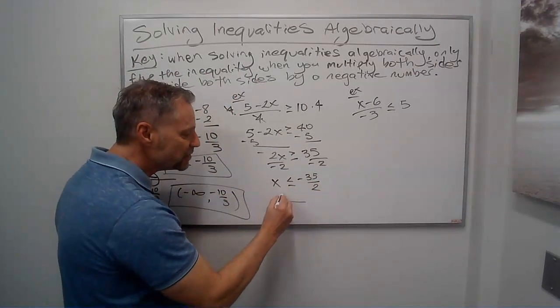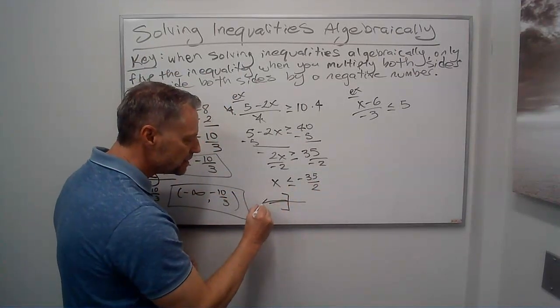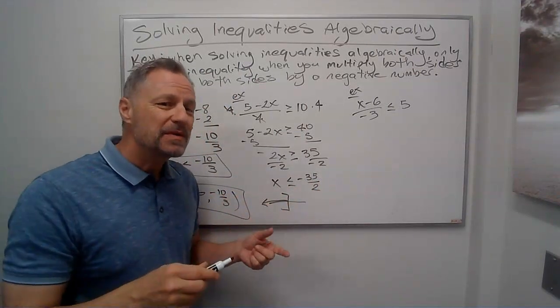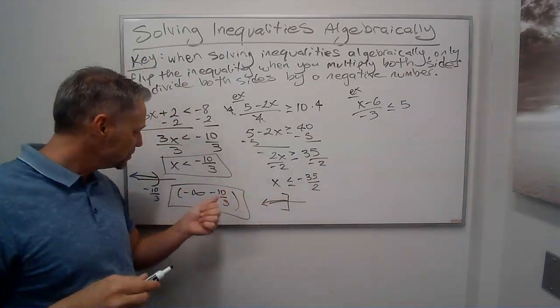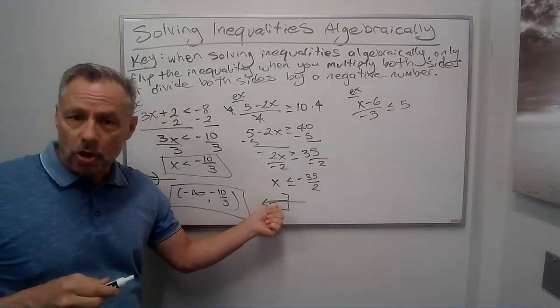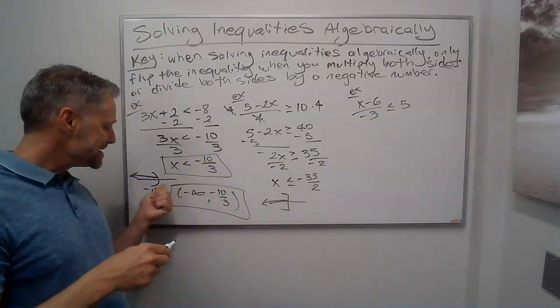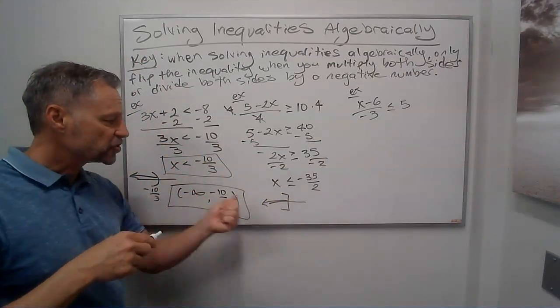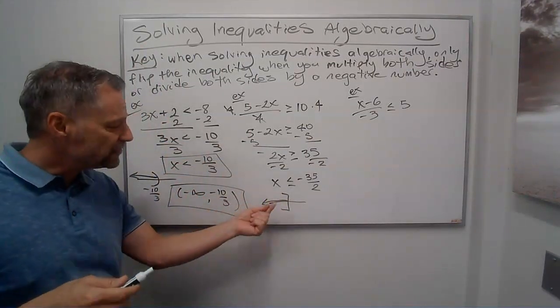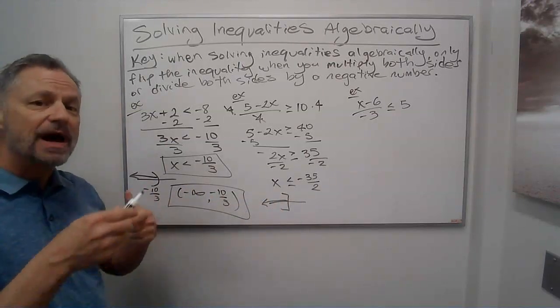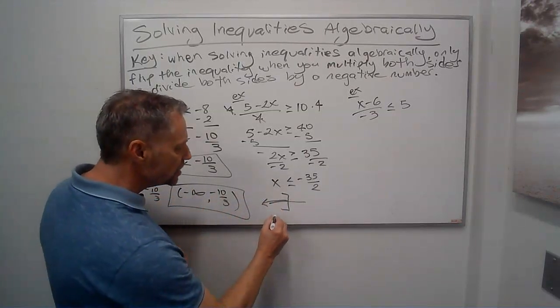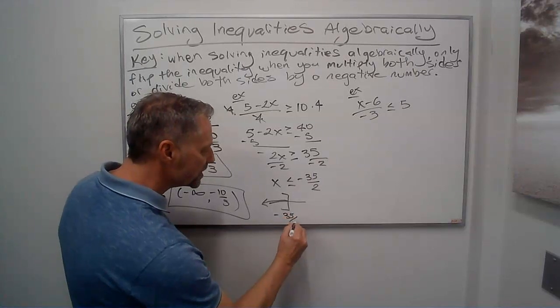This time it has an equal, so I use a bracket. Way back when we were doing inequalities, we may have used an open circle and a closed circle. That's the same idea as the parentheses, the open circle, and brackets, the closed circle. The difference is these lead right into how I'm going to write my interval notation. So this is typically the preferred way to do it now.